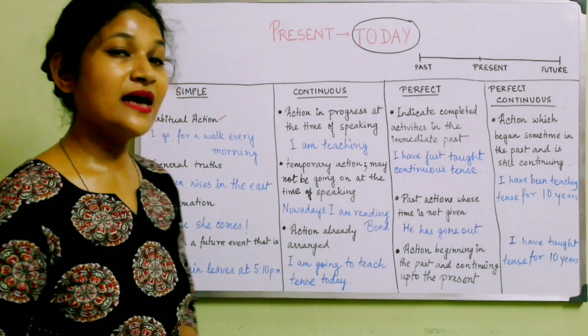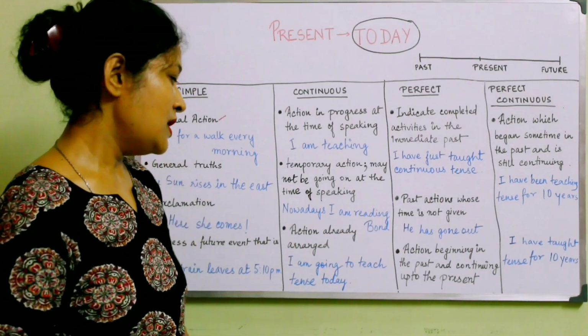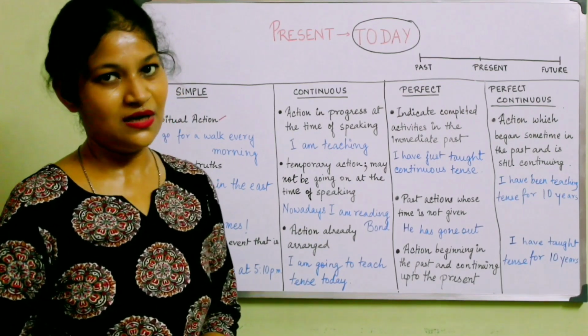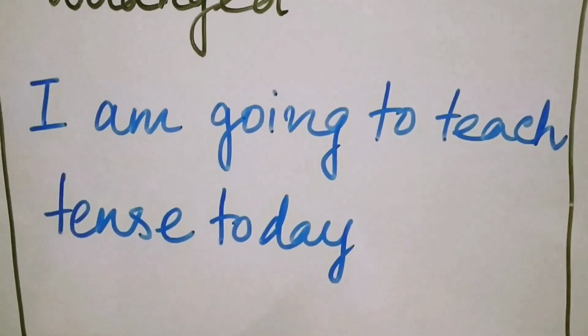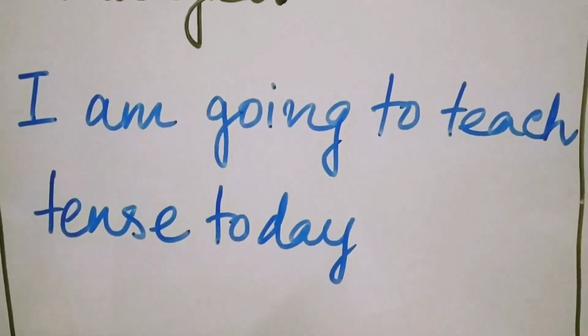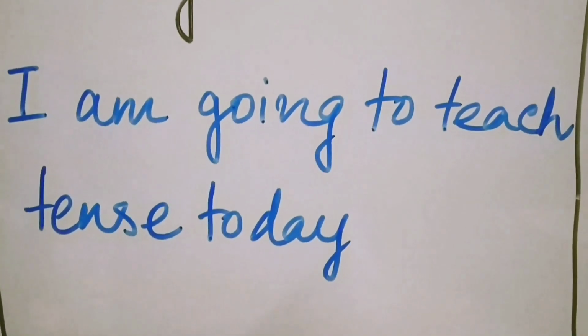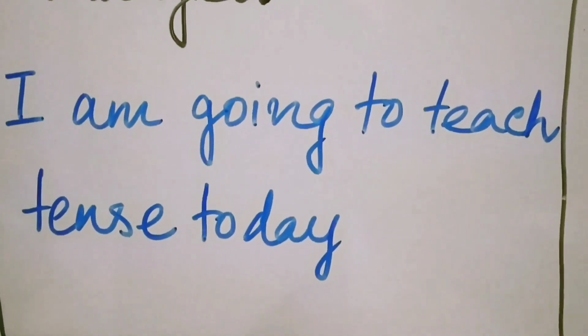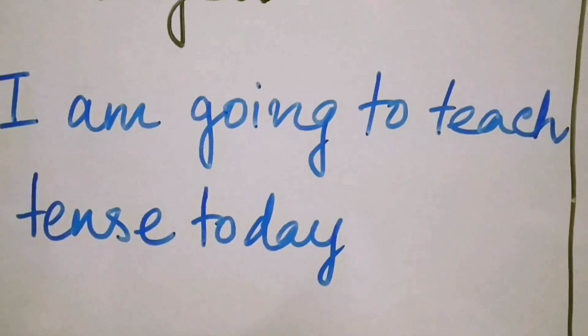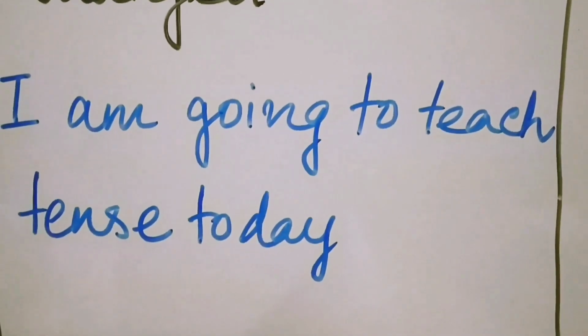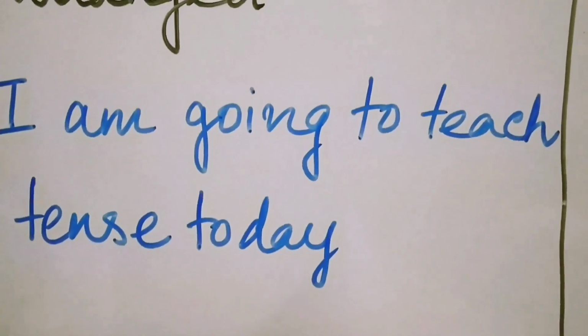Number 3, action already arranged before. I am going to teach tense today, which was pre-decided. Now look at this example closely. I am going to teach tense today. According to the rules we have learned, in continuous tense we use the first form of the verb plus an ing. But in this, we just use the first form of the verb. We do not add an ing with it.